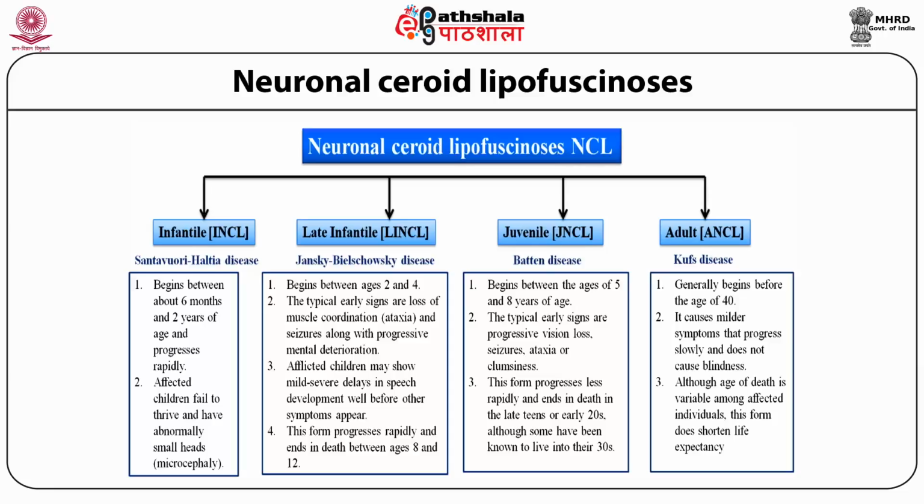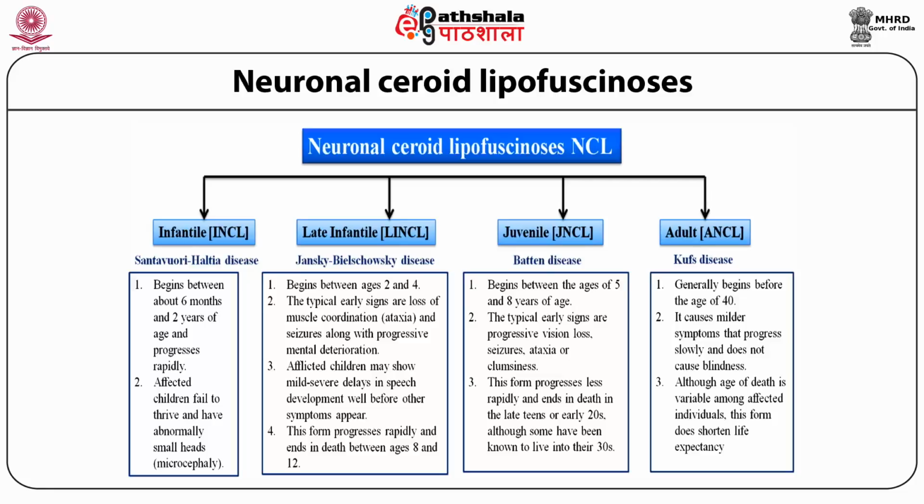The third form, juvenile NCL, begins between the ages of 5 to 8 years. The typical early signs are progressive vision loss, seizures, ataxia, or clumsiness. This form progresses less rapidly and ends in death in the late teens or early 20s, although some have been known to live into their 30s.